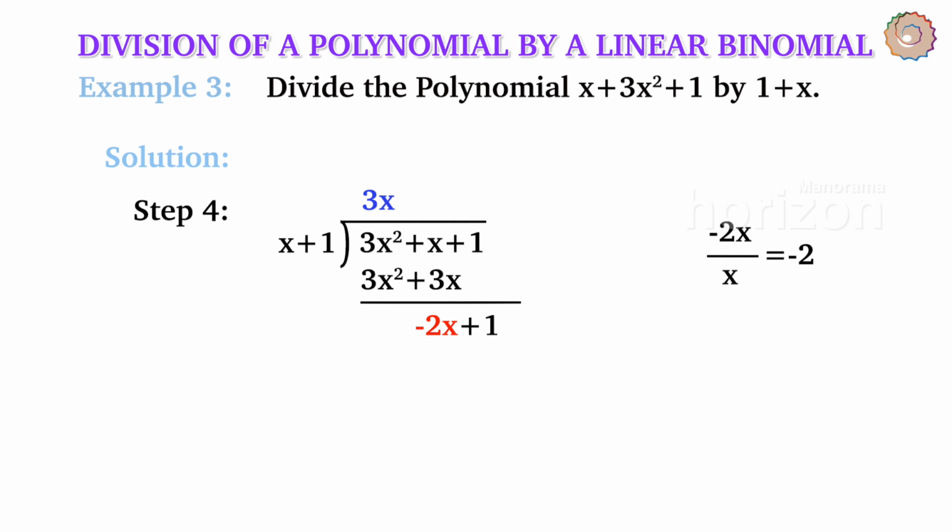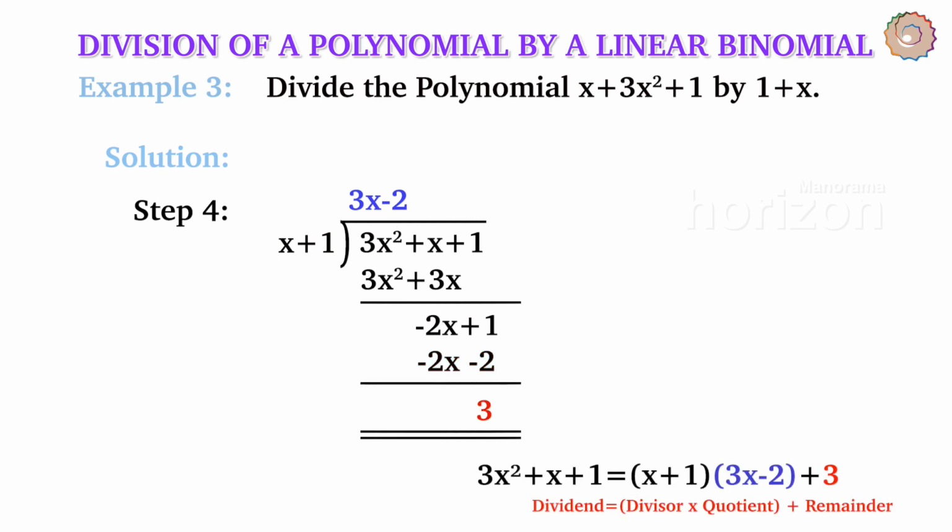Now, repeat the same process, that is, divide minus 2x by x. We get minus 2. So, multiply the divisor x plus 1 by minus 2 to get minus 2x minus 2 and subtract the terms to get 3. So, that is the end of the division, and we can write the polynomial 3x square plus x plus 1 as x plus 1 into 3x minus 2, plus 3.